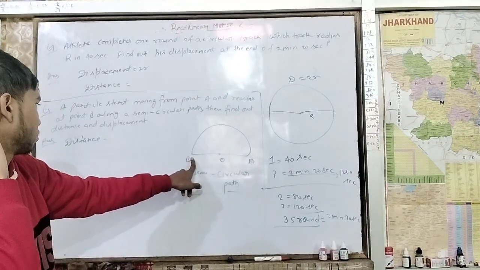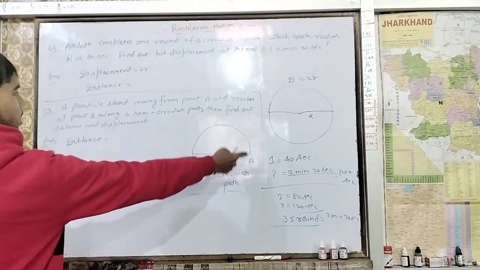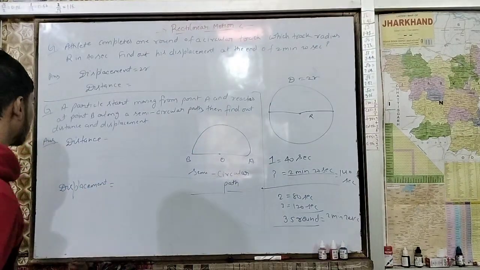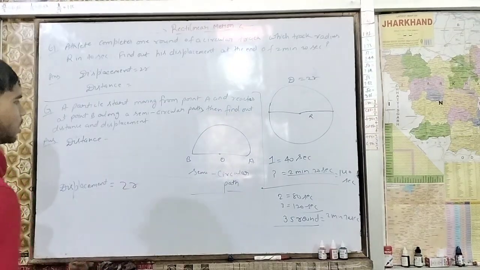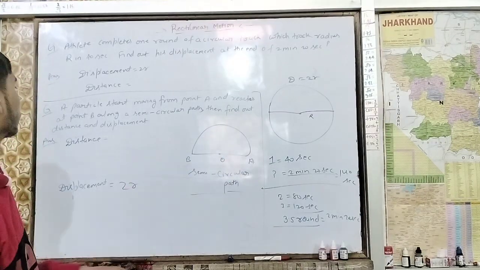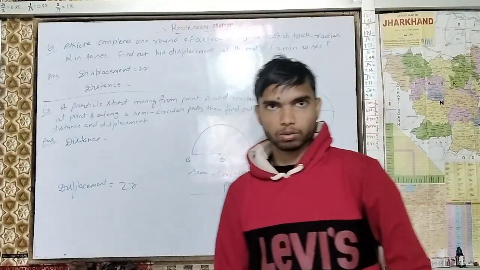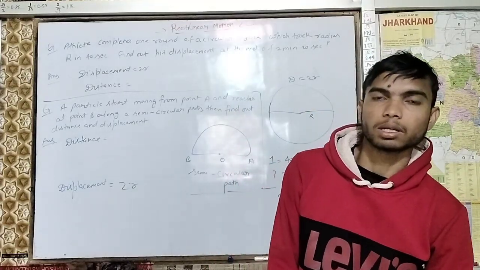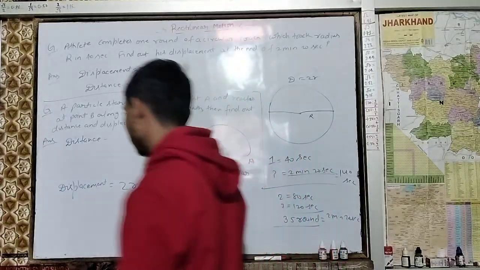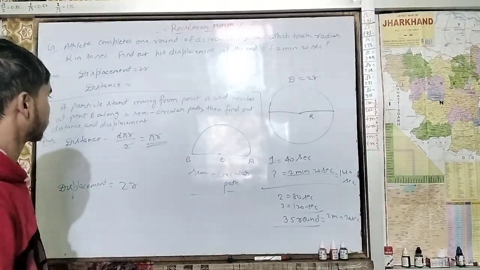So of course this straight line will be our displacement. The actual path is this curved line, but this straight line is for displacement. So displacement is R plus R, which is equal to 2R. Now this curved line is the actual path, which is for distance. So for distance, can you say 2 pi r? No, of course. 2 pi r is for a complete circle. So 2 pi r upon 2 will be our answer, pi r. Pi r is for this semicircle.